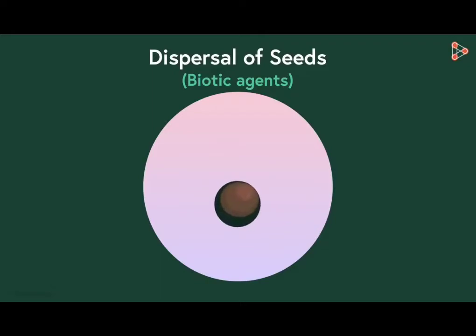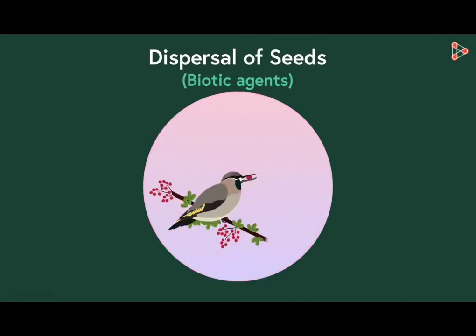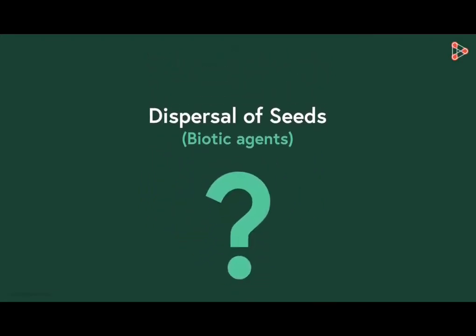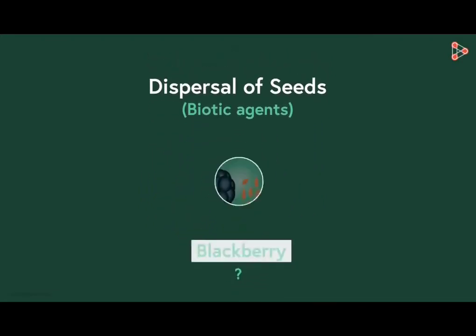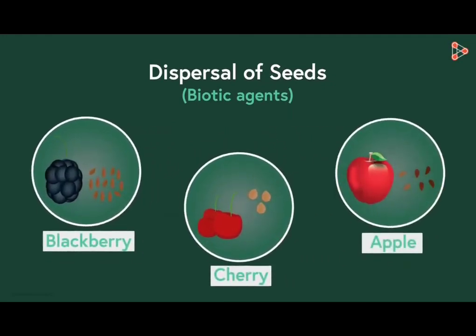However, the hard seed cover softens a bit due to the chemical activity of the acids present in the bird's stomach. So as the seed passes through the bird's gut, it gets soft, and when it drops on the ground and gets rooted, it becomes easy for the seed to germinate. This is how animals can help in far and wide dispersal of seeds. Can you name some seeds which belong to this category? Blackberry, cherry, apple, and so many pulpy fruits have seeds that are dispersed by animals.